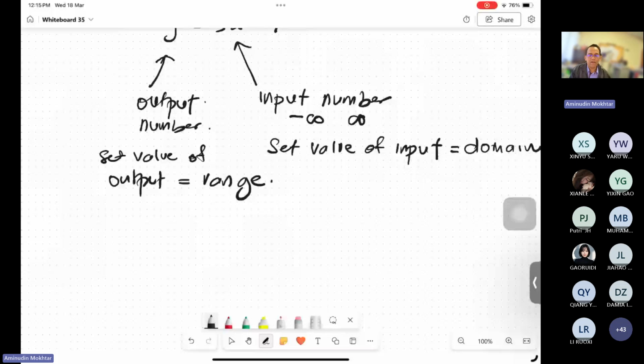Domain is x, the independent variable, whereas range is the dependent variable, the output. The value of output depends on the value of input. The value of range depends on the value of domain. That's the basic concept of input and output.